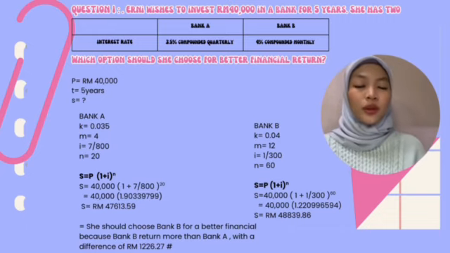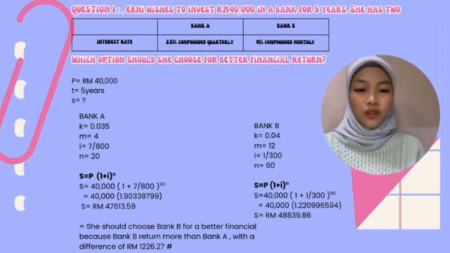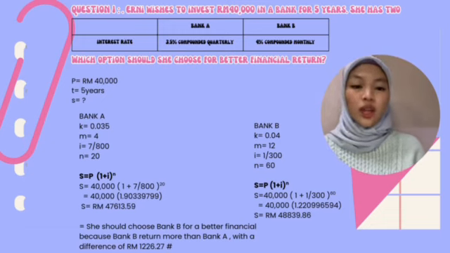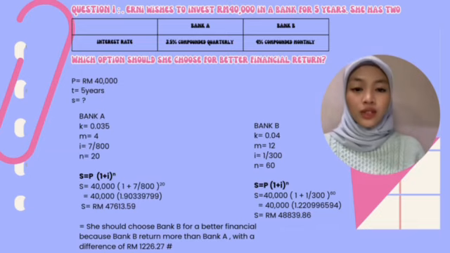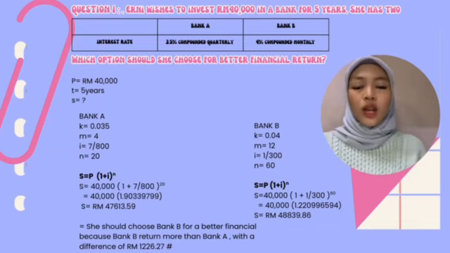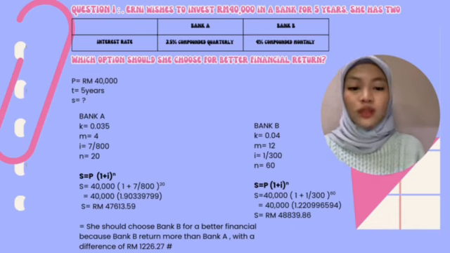So the conclusion is comparing both banks. Bank A returned 47,613 ringgit and 59 cents. Bank B returned 48,839 ringgit and 86 cents. Bank B gives a higher return, with a difference of 1,226 ringgit and 27 cents. Therefore, Erin should choose Bank B as it provides a better financial return.